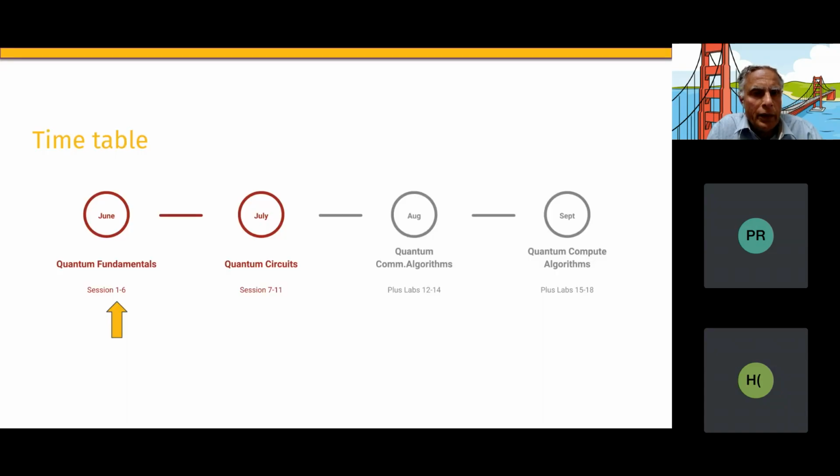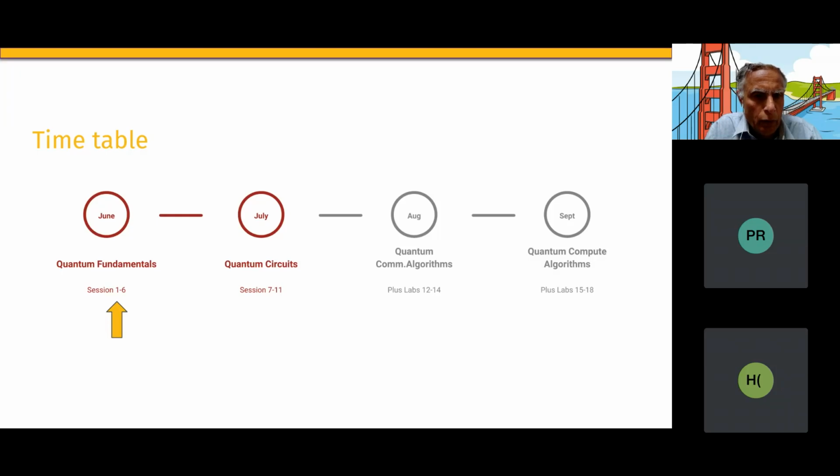So as per the timetable, we have June, July, August, and September. We are on June 26th, so this will be our fifth session. One more session we need to complete, probably in the first week of July. For the fundamentals, we have around 12 chapters.